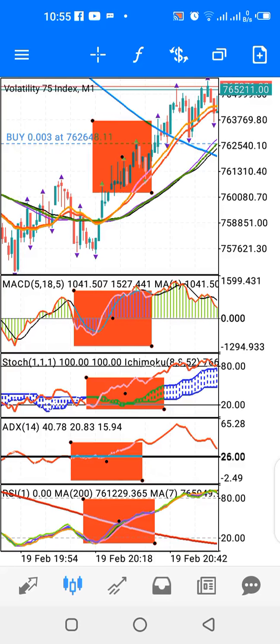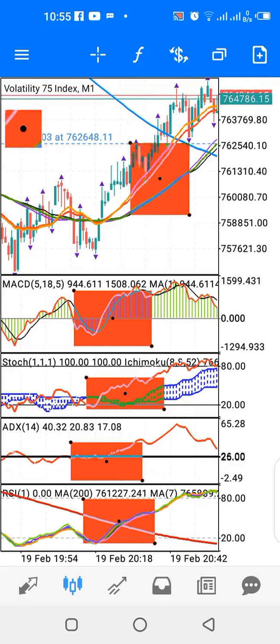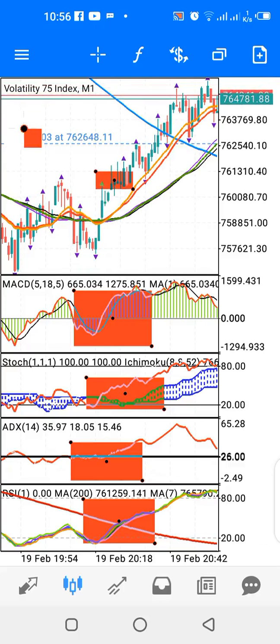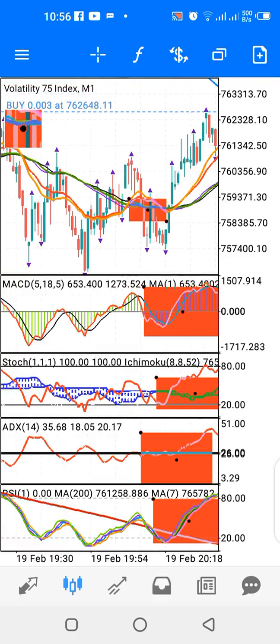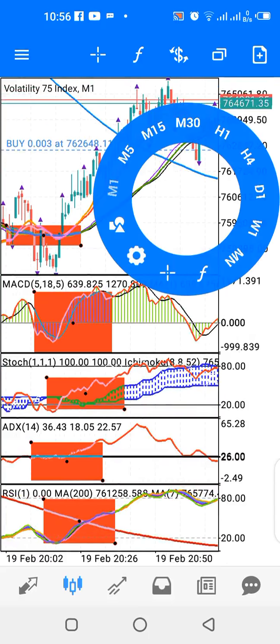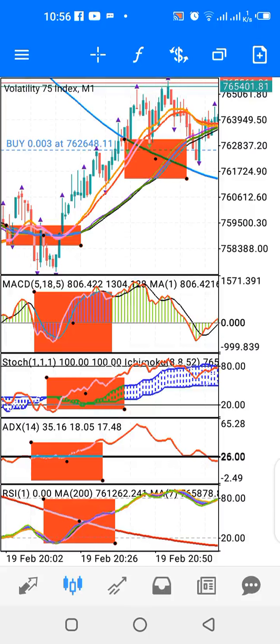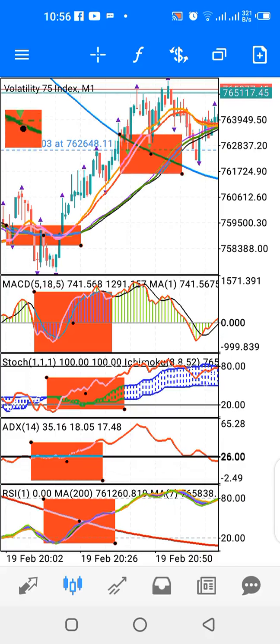Now the way it works is that when the orange and the red line cross above the green, purple, black lines, like you have around here, you have your buy signal. But when all the lines cross above the blue 200 period simple moving average, you have your change of trend. Like here we have a change of trend to a bullish trend.